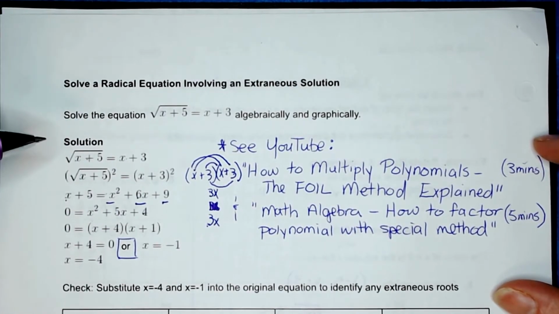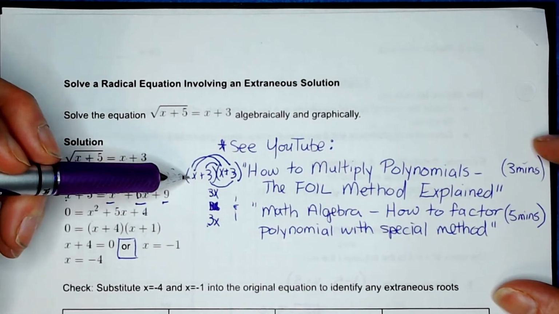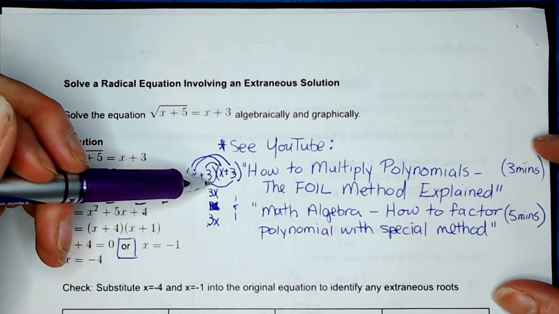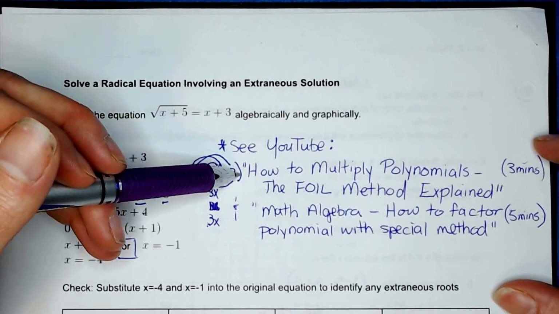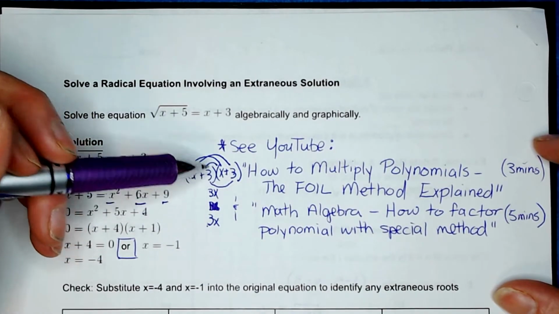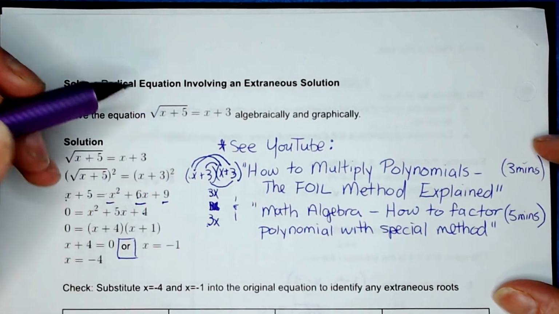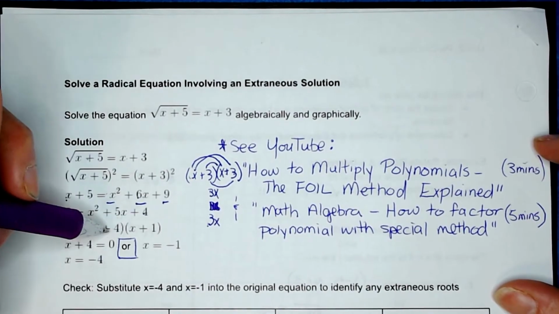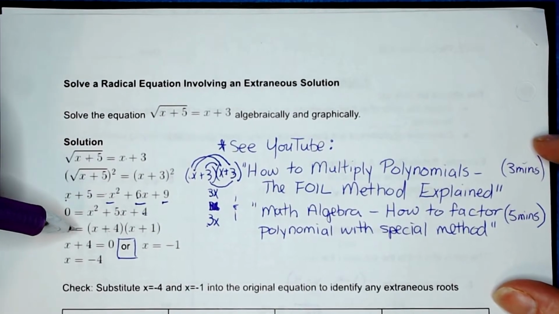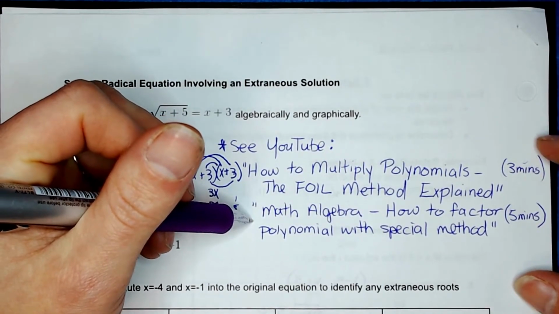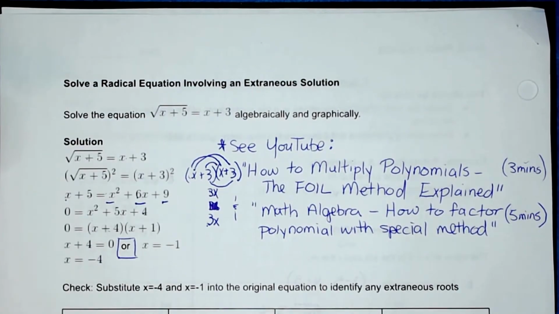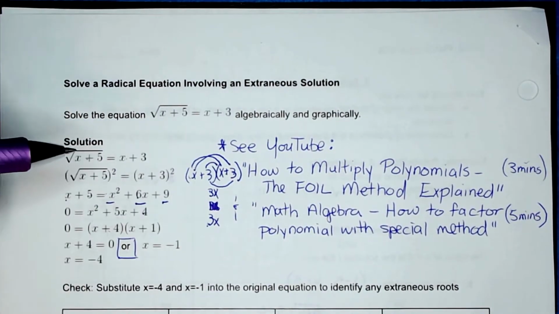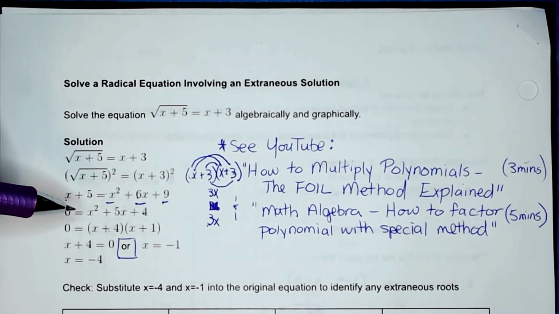And then we need to factor it and get back to this binomial format, so that we're able to see what x can possibly equal. And if you're not sure how to do this and get back to this, you want to check out this math algebra video, how to factor polynomials with a special method. It will really help you out and give you some easy tips to be able to solve this.